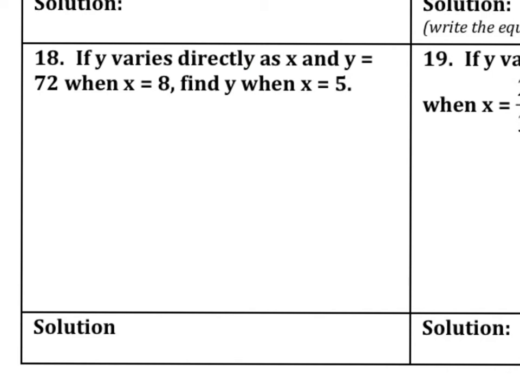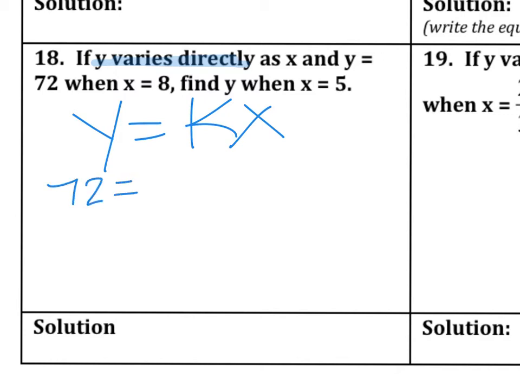Okay, so 18 says if y varies directly, so we know that we are going to use the formula y is equal to kx. And it's kind of a two-part question. So first, let's do what the first part tells us to do. It says find, if y varies directly as x and y is 72, so let's plug that in first. And x is 8, so k is always what we're solving for.